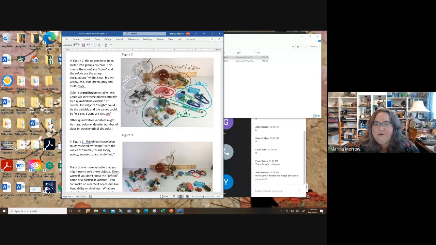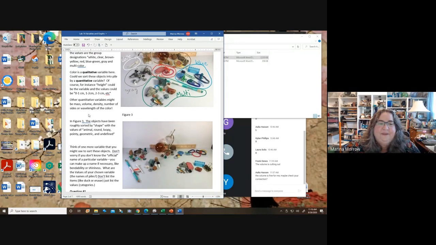But of course, we could use quantitative here. We could make piles that separate these into things smaller than 2 centimeters, things that are 2 centimeters to 5 centimeters, and so on. So you could have different piles based on measurements too. Or you could just have small, medium, large. That would be more qualitative.